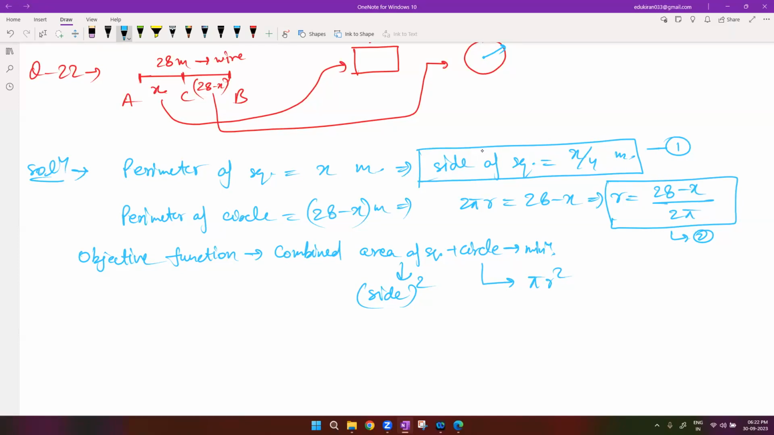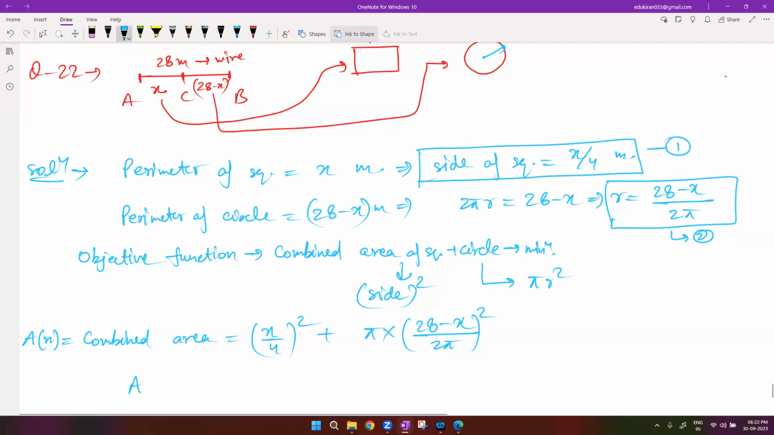Okay, let's write the combined area first of all. So the combined area would be the area of the square plus the area of the circle. The area of the square would be x by 4 whole square, because the side of the square, we know, is x by 4, plus pi into r square. R square would be 28 minus x upon 2 pi whole square. We need to minimize this function. We can write this function as A(x), that is, the area which is given in terms of x.